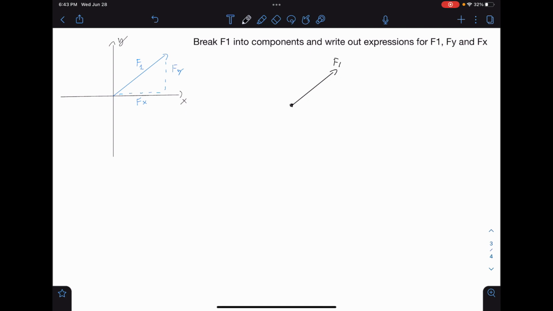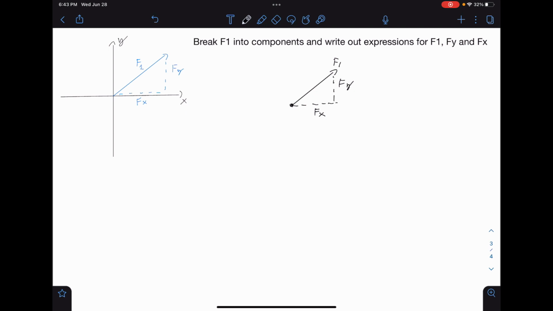What does F1 look like on a right angle triangle? It looks like the hypotenuse, right? And then Fx, I keep saying F of x. Fx is the x component of F1, and that is along the x-axis. And Fy is along the y-axis, and that's the y component of F1. So how do we write an expression for this?